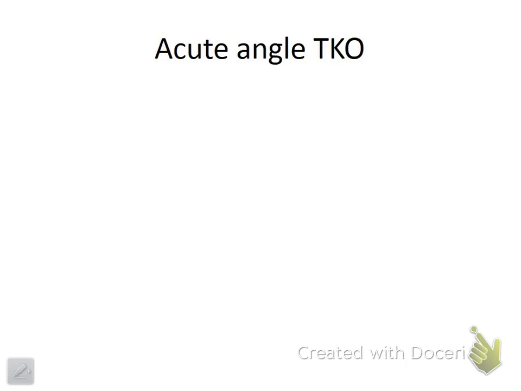Acute angle TKO. So this is going to be less than 90 degrees. It's between 0 and 90 degrees, but does not include 0 or 90. If we're going to label it, we've got to label it TKO. My K is again going to be my vertex in this.